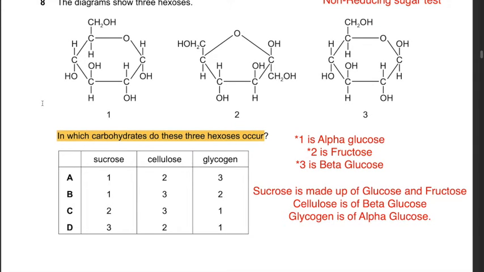Sucrose is made up of glucose and fructose, and since option 2 is fructose, it is C, because 2 is fructose and fructose belongs to sucrose. Cellulose is made up of beta glucose, therefore 3 belongs to cellulose, and 1 is nothing but alpha glucose, and alpha glucose makes up glycogen, therefore 1 should belong to glycogen. Hence the answer is C.